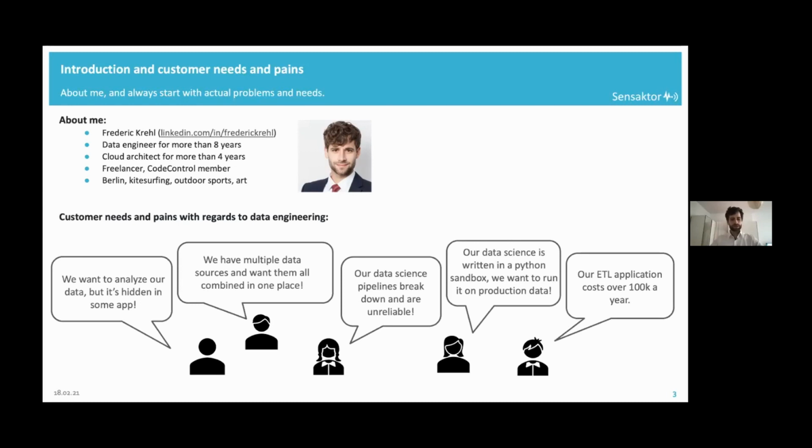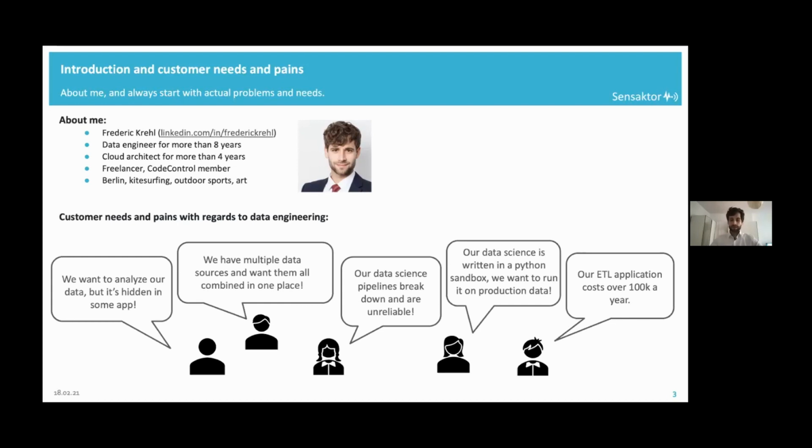Another problem that the customers might have is that they have multiple data sources. They have online data, they have data in databases, they have data in some applications, but want them all combined in one place. Then another topic might be that data science pipelines are in production, but break or are unreliable. And so production halts, and this causes severe damages to the production.